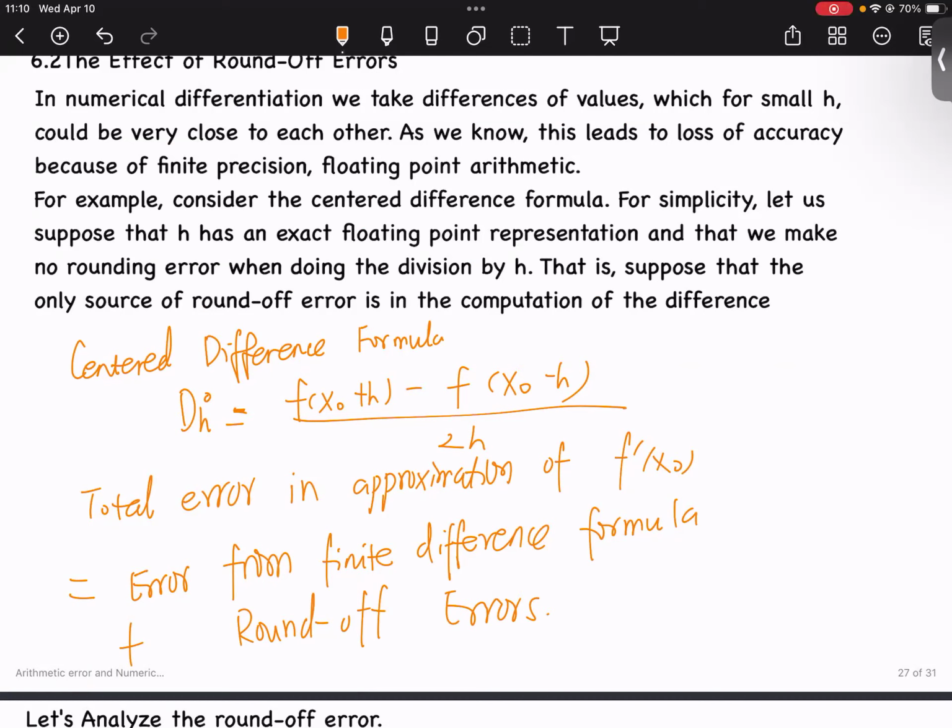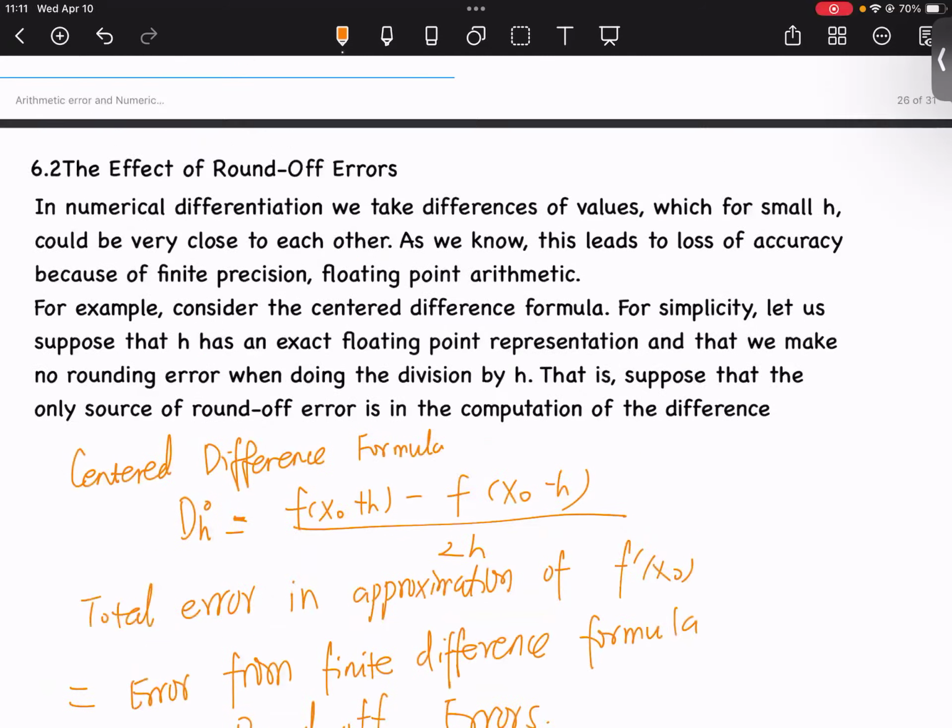So here, if we use this standard difference formula, and in the computer we do some rounding off for this number. Let's say the division is accurate. And then the total error in the approximations of the derivative has two parts. Part one is the error from the finite difference formula, and the second part is the rounding off error. And let's calculate all the things. And then you will see we should make a trade-off here to choose the step size.